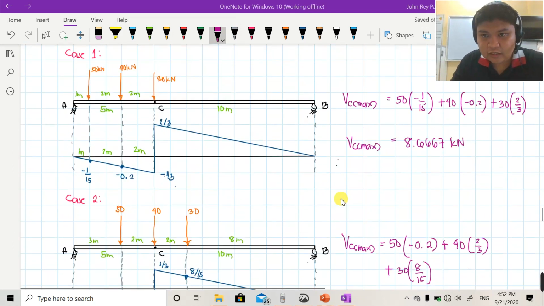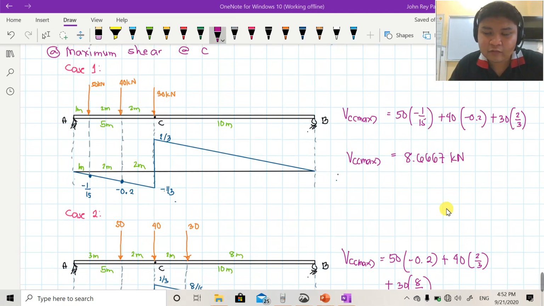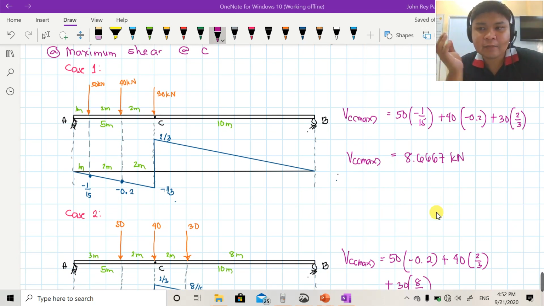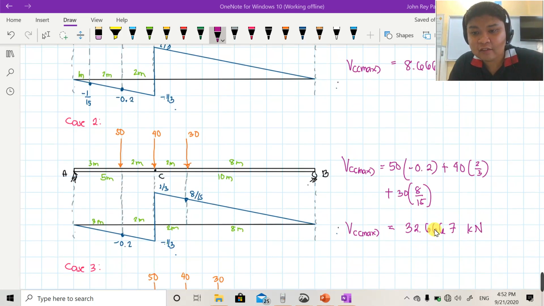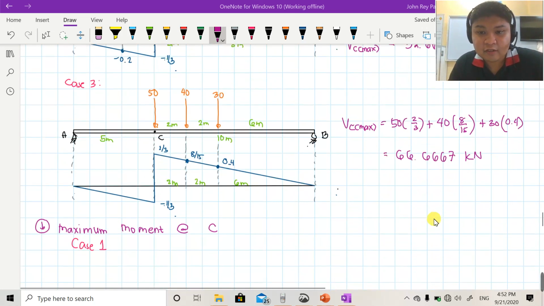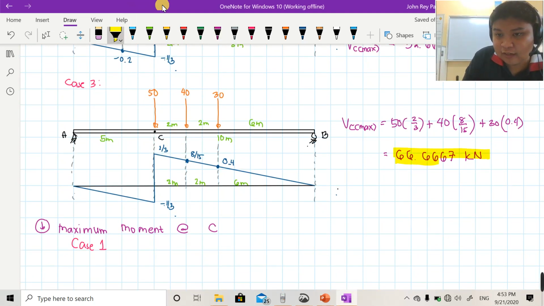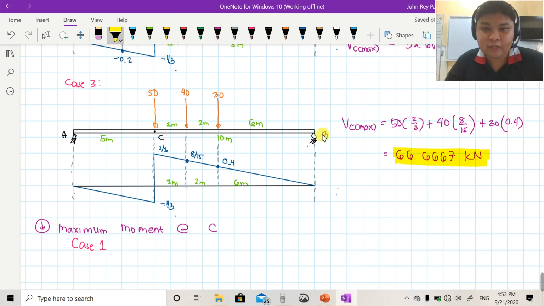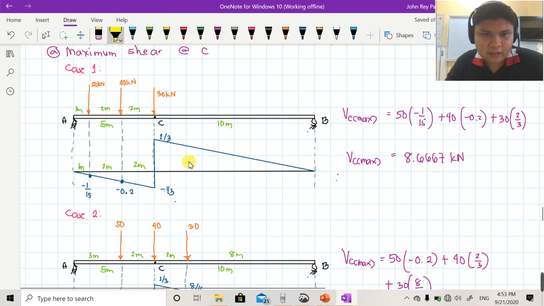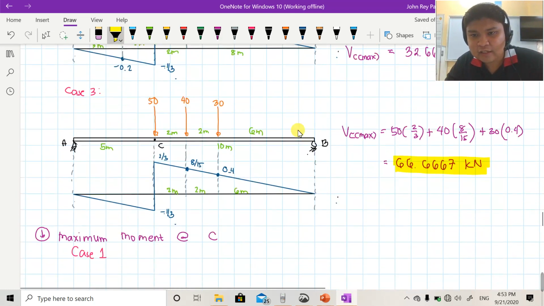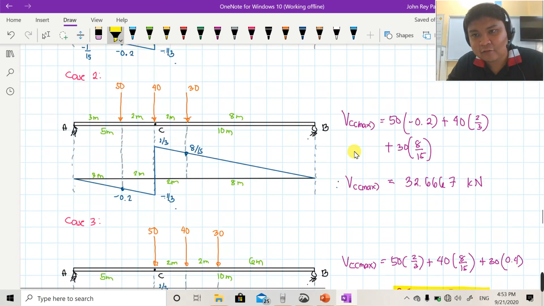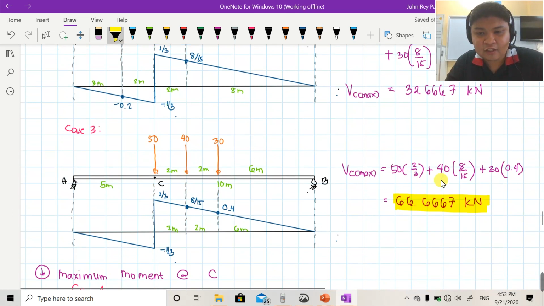So, ngayon, class, ang gagawin natin is i-compare natin yung tatlong values and kung sino sa kanilang tatlo ang may pinakamalaking value. So, automatic, yun na yung tamang sagot. Kasi nga, maximum. So, a matter of common sense, yung case 1, 8.667. Yung case 2 is 32.667. However, yung case 3 is 66.667. So, I will choose 66.667, class, as the maximum shear. So, yun. I hope nagagets nyo, no? Ilagay mo muna yung load, tapos ratio and proportion for the ordinates, then hanapin mo yung value. Kung sino sa kanilang tatlo, for 3 cases nga, ang may pinakamataas, yun na yung magiging maximum shear.